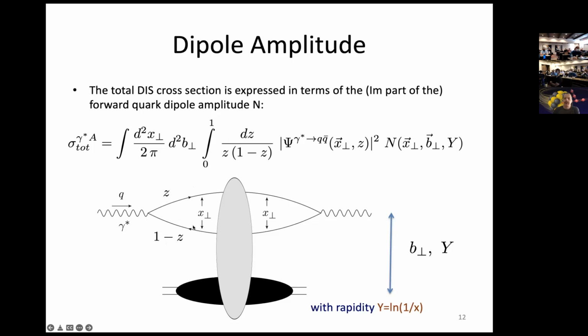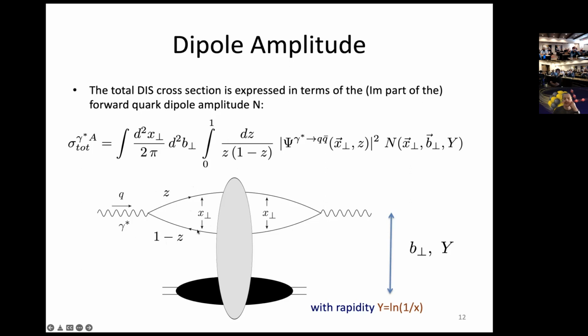Moreover, we have this quark-antiquark pair. They have some relative transverse momentum between them, but we prefer, for reasons you'll more or less see in a little bit, working in transverse coordinate space, in the position space, x perp.